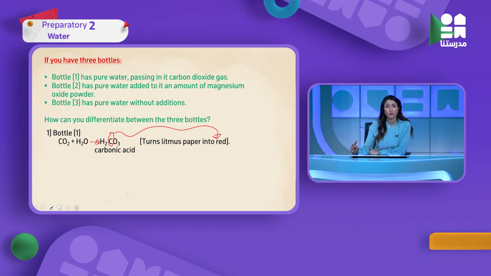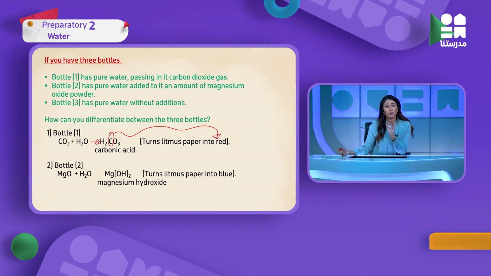Let's see what we're going to do in bottle 2. Bottle 2 بيقول لي it has pure water H2O برضو added to magnesium oxide. I change magnesium oxide into MgO. MgO plus H2O, it will give me magnesium hydroxide. And I know that magnesium is a metal. And metal oxides turn litmus solution into blue because they are bases.